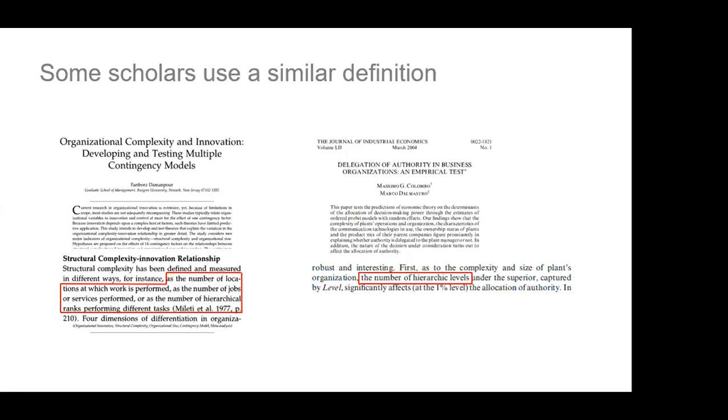So I would argue that this is a proxy of complexity. It's not the real complexity, even though it's used in many academic articles and even in some leading journals. For example, the one on the left here is from Organization Science, and the one on the right is from an economics journal. I would argue that this is complicatedness.